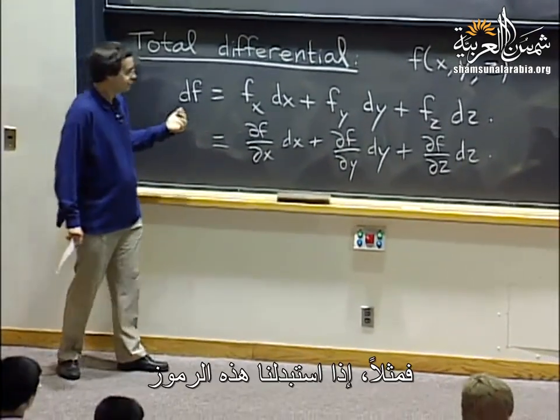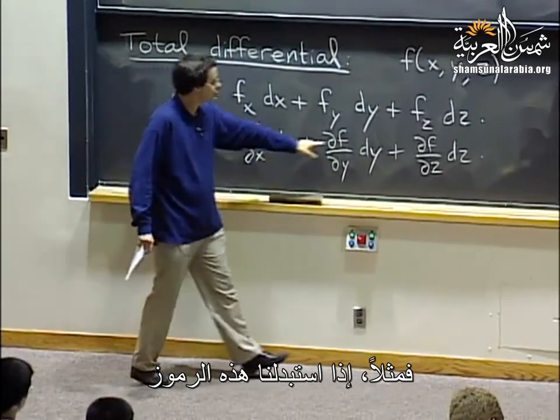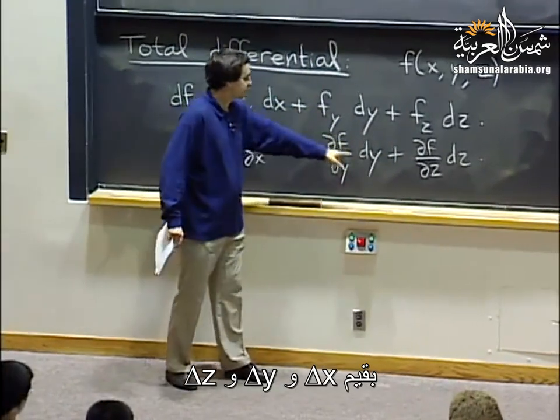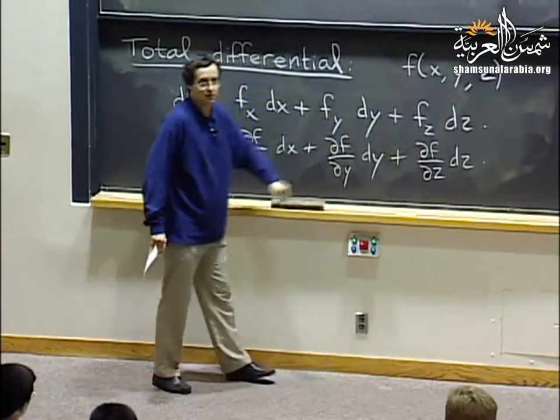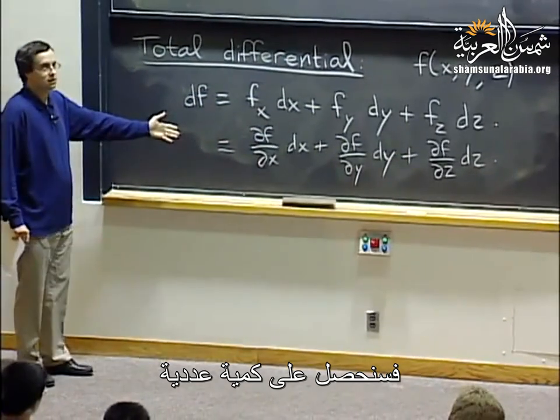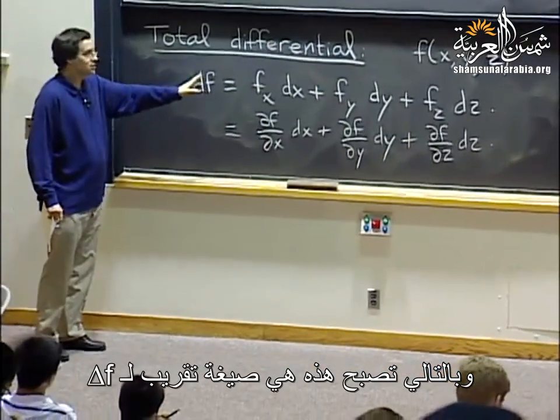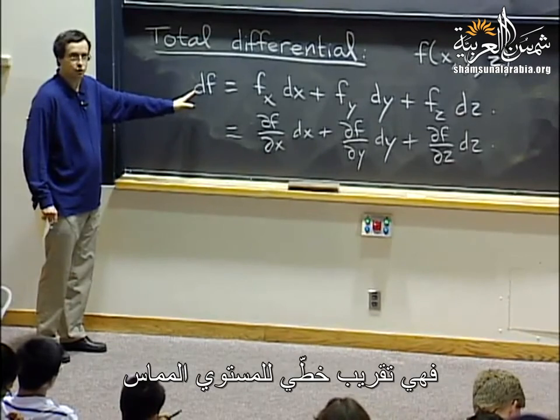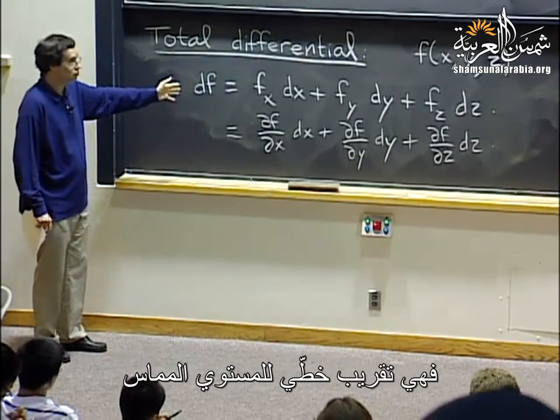So, for example, if I replace these symbols by delta x, delta y, and delta z numbers, then I will actually get a numerical quantity, and that will be an approximation formula for delta f. It will be the linear approximation or the tangent plane approximation.